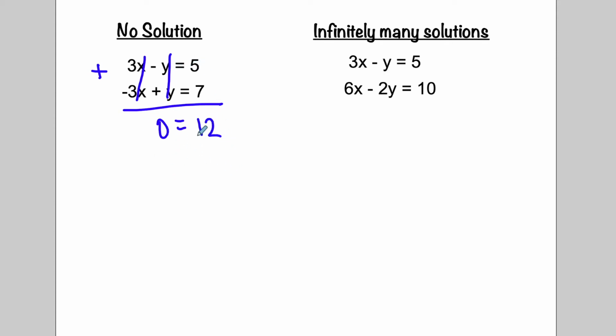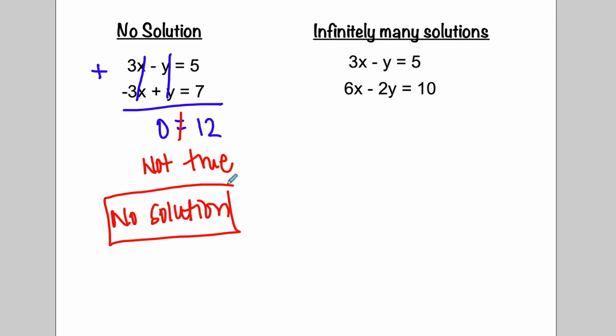Is this a true statement? Does 0 equal 12? No, that is not true. 0 does not equal 12, so it's not true. And since it is not true, you would say to yourself, that can never be true. That means my answer is no solution. So if something like that occurs, you get no solution. Okay, I move on to my next example.